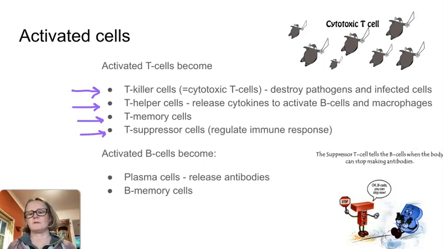You can see in this little cartoon it said, whoa, B cell, just calm down. The infection's going away now. It's okay. Other activated cells are B cells. B cells can become two things: plasma cells that are releasing antibodies, and memory cells, so that we can remember to release the right antibodies in the future.